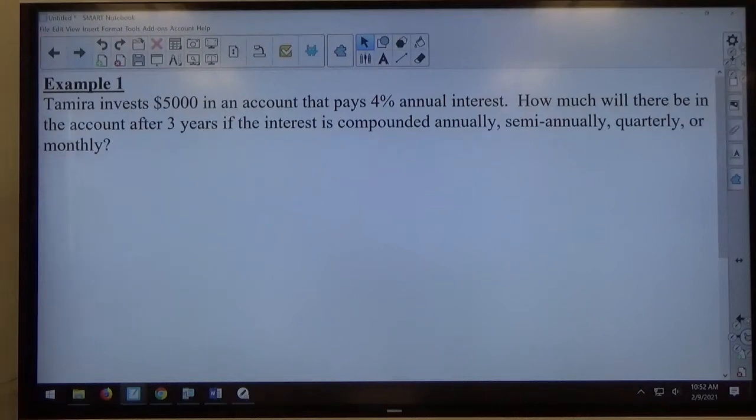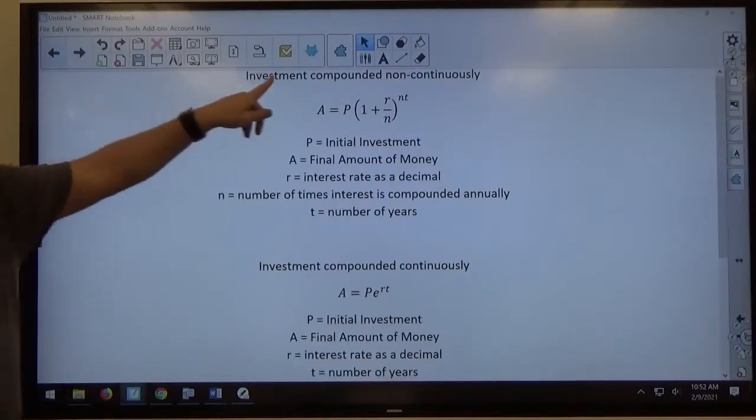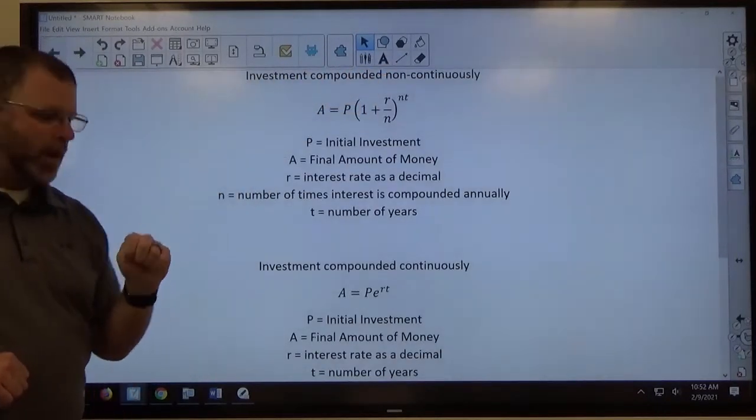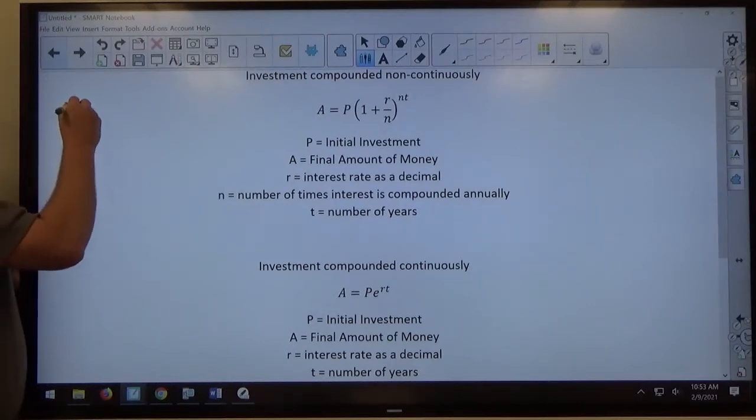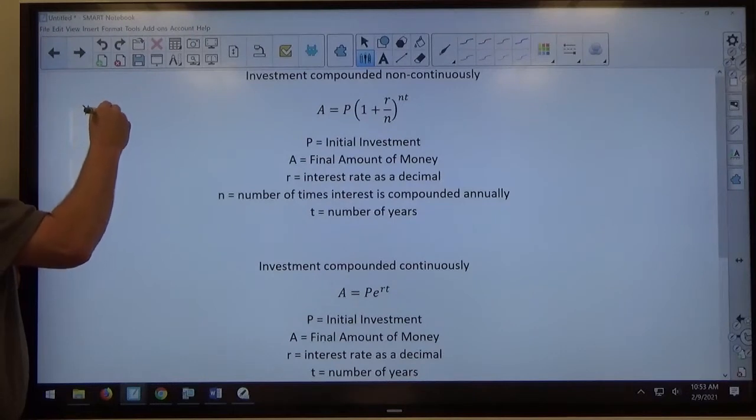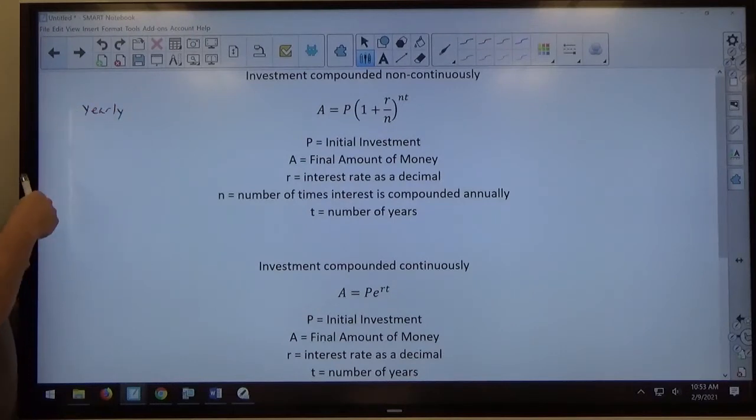So today we're going to be doing compounding interest, and we have two ways of compounding interest. We have compounding non-continuously, and basically if it doesn't say continuously, it's non-continuously. But the types of investments that are compounded, the way they compound investments, they can do them yearly or annually.